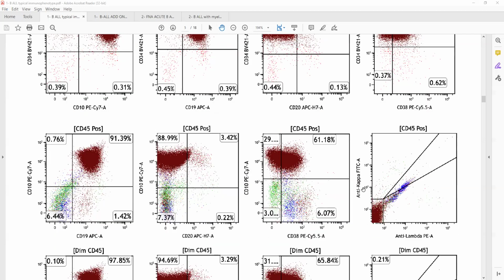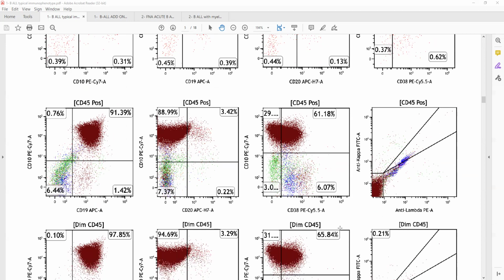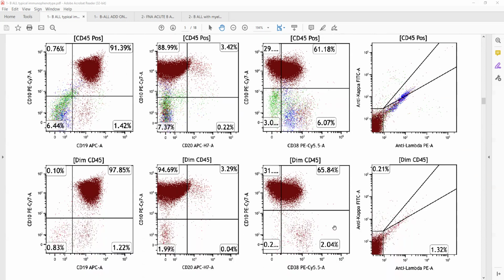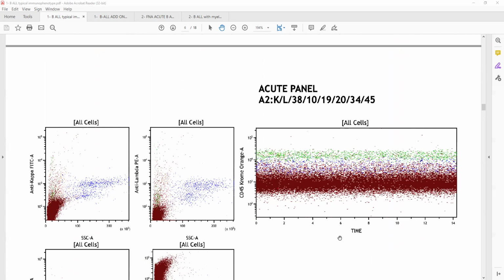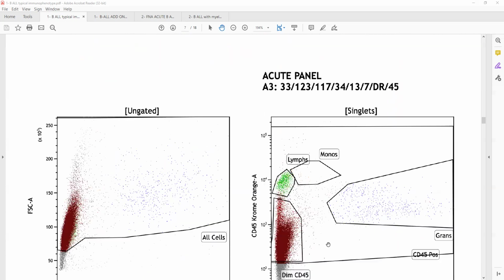Here we do have our kappa and lambda light chains. And as you can see here, our population is negative for both kappa and lambda light chains. So that further consolidates the fact that we're dealing with an immature B lymphoid blast population. Let's keep looking.